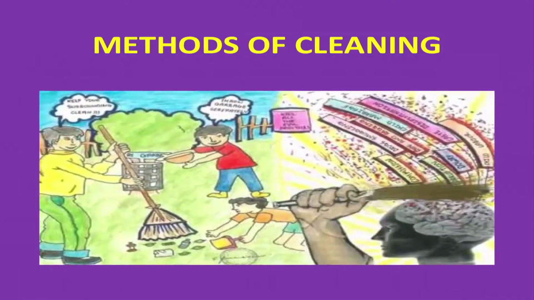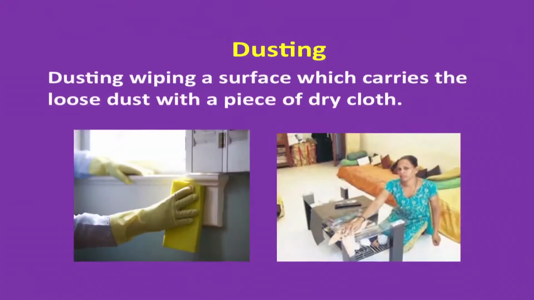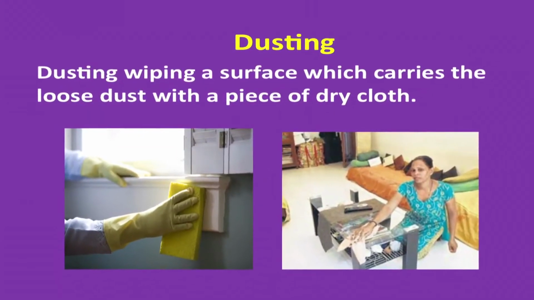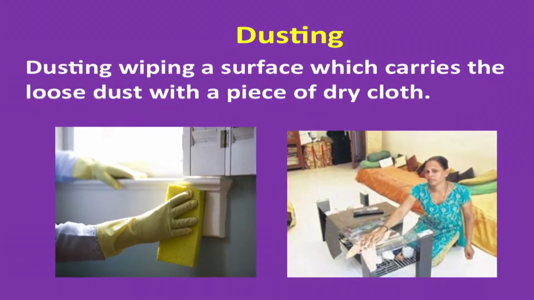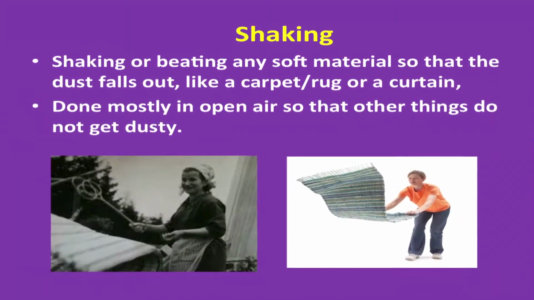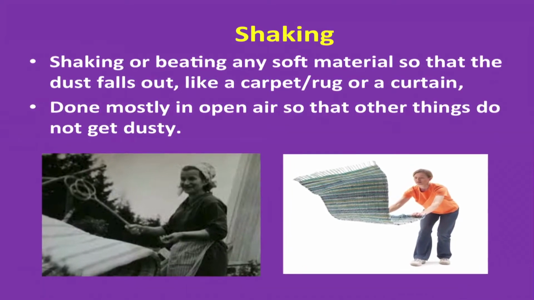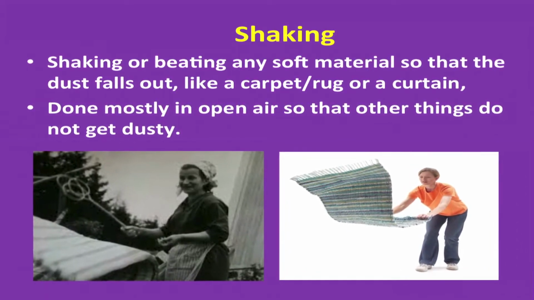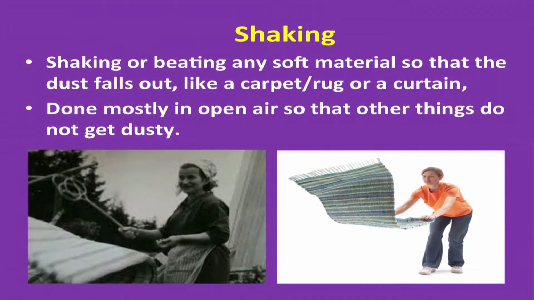Now let's study methods of cleaning. Dusting: wiping a surface which carries the loose dust with a piece of dry cloth. Next method, shaking and beating. Shaking or beating any soft material so that the dust falls out, like a carpet, rug or a curtain, done mostly in open air so that other things do not get dusty.